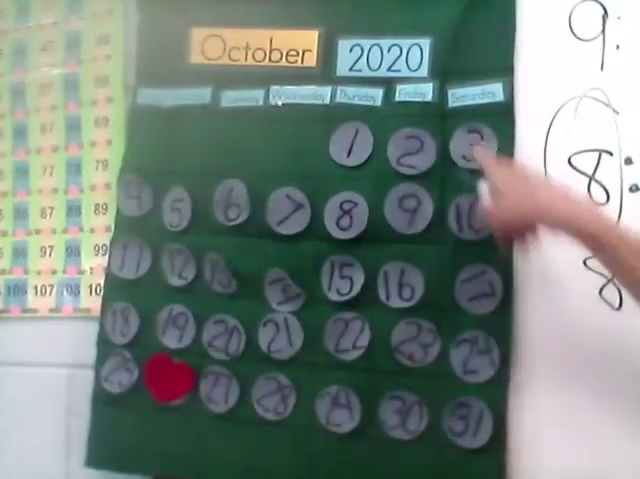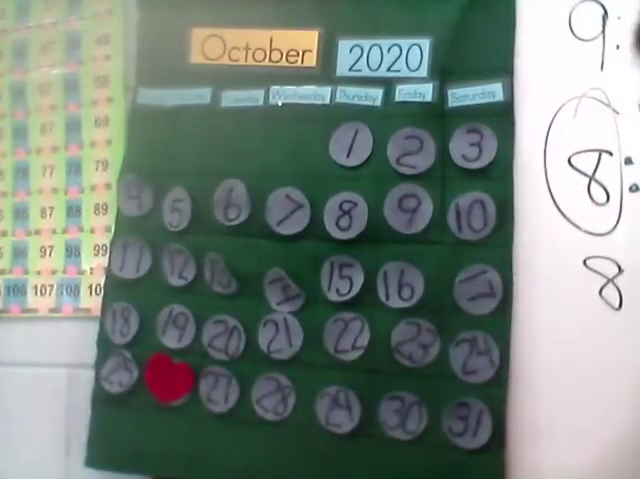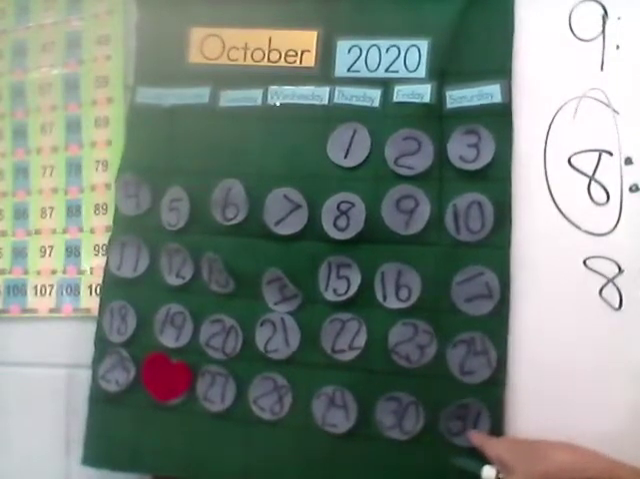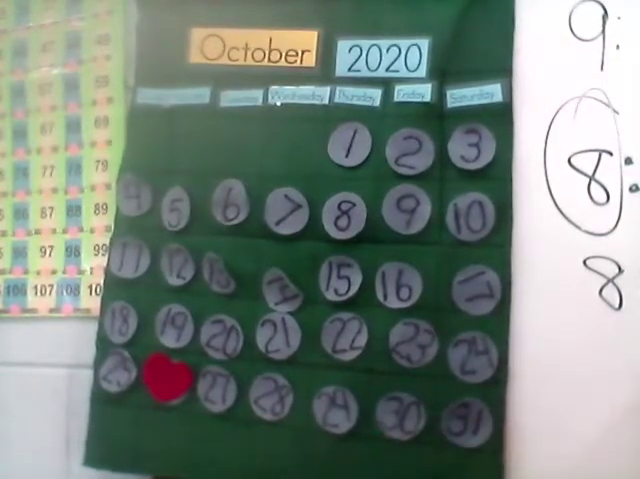Then you're going to start filling out your calendar. The first day is on Thursday. Okay? And you're going to count all the way up to 31. Okay? Count all the way up to 31. The month of October has 31 days.